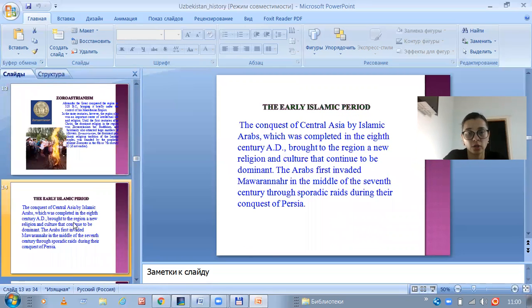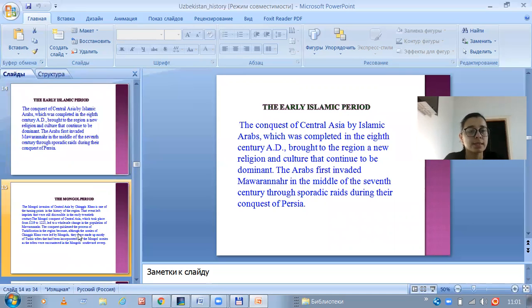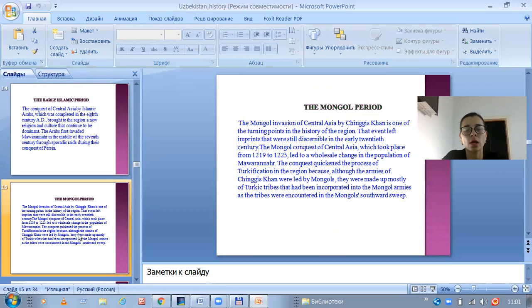Early Islamic period. Conquest of Central Asia by Islamic Arabs, which was completed in the 8th century AD, brought to the region a new religion and culture, and architecture continued to be dominant. Arabs first invaded Mawarannahr in the middle of the 7th century through sporadic raids during the conquest of Persia. Then we had to overcome the Mongolian conquest.